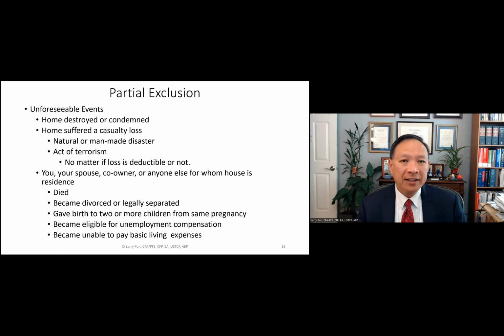As you know, the Tax Cut and Jobs Act changed the rules for casualty losses. You can only claim a casualty loss if it was part of a federally declared disaster. Well, in this case here, you had a casualty, it didn't matter if it was deductible or not. Or you, your spouse, co-owner, or anyone else for whom the house is a residence, died, became divorced or legally separated, gave birth to 2 or more children from the same pregnancy, became eligible for unemployment compensation, became unable to pay basic living expenses.